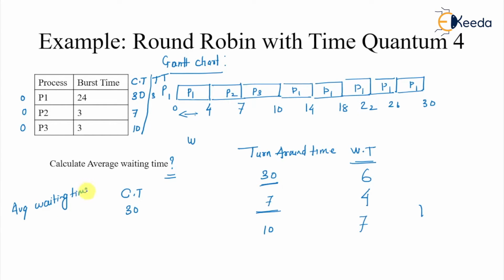So the average waiting time will be 6 plus 4 plus 7 divided by 3, that is 17 divided by 3, which is 5.667 milliseconds. So that is the round robin scheduling, and that is the average waiting time. I hope you agree with this solution.